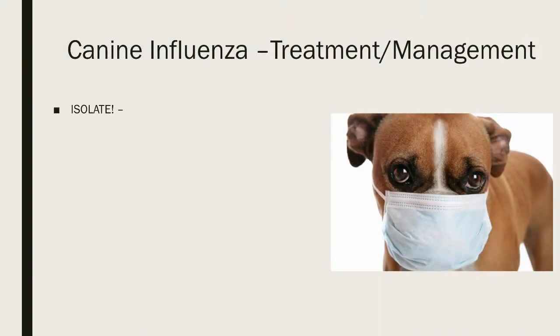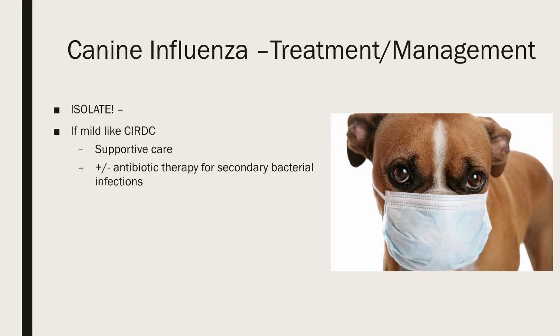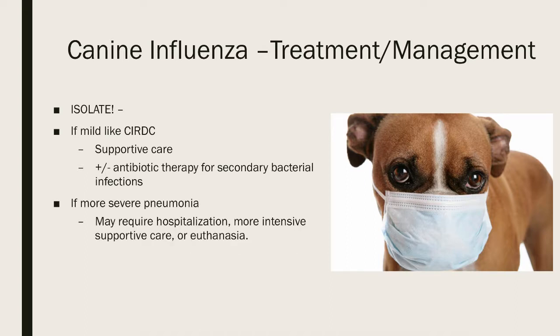So, treatment and management. Again, you want to isolate your coughing dogs and make sure that they are separated from your healthy population. If they're mild, like most cases of infectious respiratory disease complex, you may provide supportive care. Again, it's a virus, and so antibiotic therapy isn't actually going to be killing the influenza. It's used at the discretion of the veterinarian to prevent secondary infections. And if it's a more severe pneumonia, they may require hospitalization, more intensive supportive care, or euthanasia if it's really beyond the capacity for care of your organization.